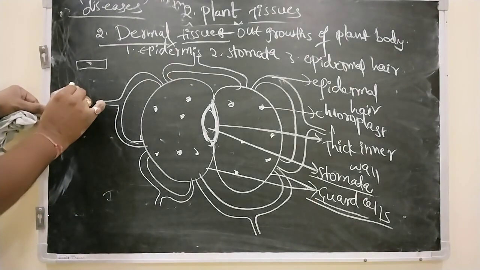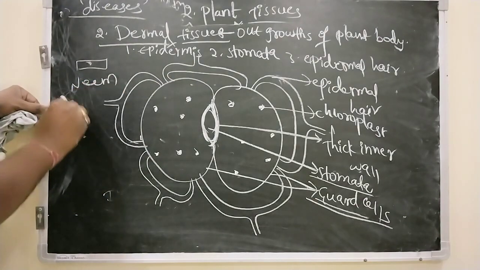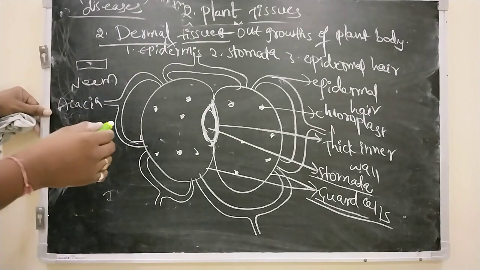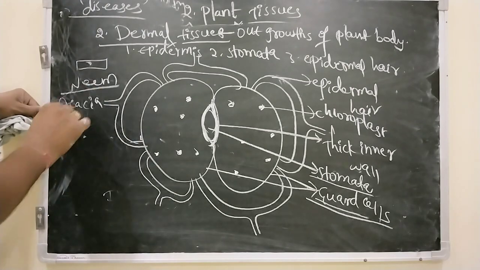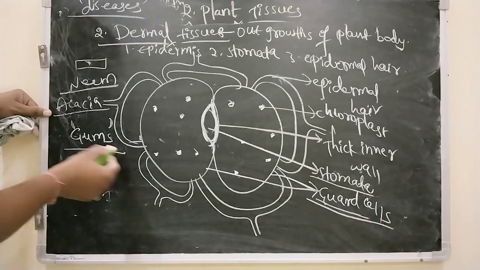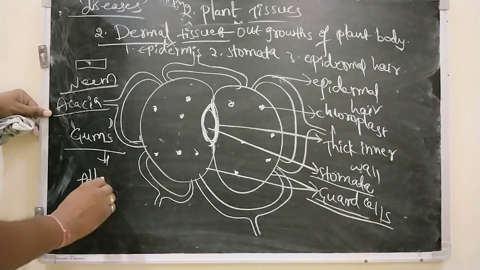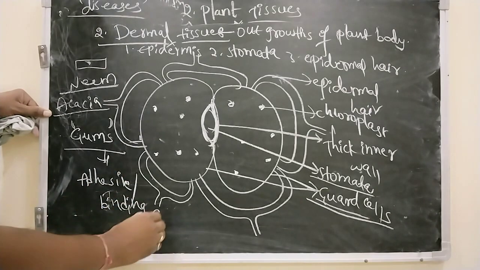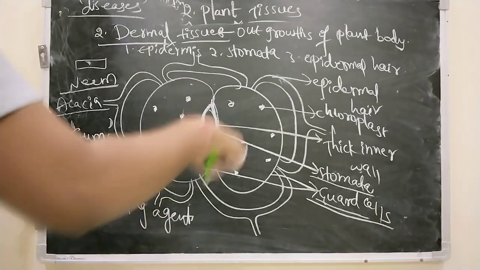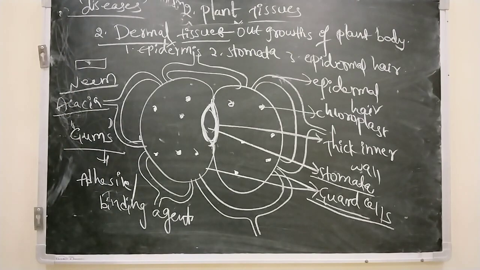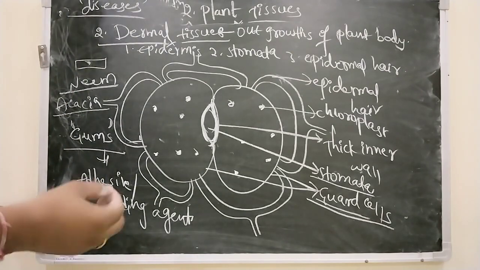Also, in plants like neem and acacia, due to hot climatic conditions and weather changes, the water inside the plant body oozes out as a sticky substance, which we call gums. These gums are economically valuable and are used as adhesive or binding agents. Okay, so this is the stomatal complex. This is about the dermal tissue, and we will discuss another topic in the next class.